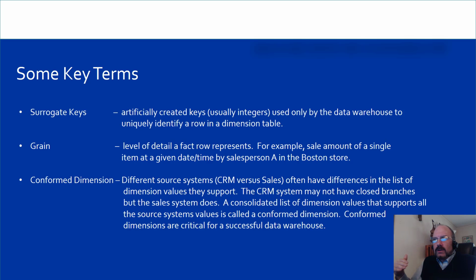Finally, conformed dimensions. I mentioned a little bit earlier, many times with a warehouse, you're trying to bring a lot of different sources of data together. Maybe you have an order entry system, a general ledger, an accounts payable, maybe even an invoicing system, an HR system, which might have your salespeople and store managers and things. So you've got all these different systems trying to merge together.